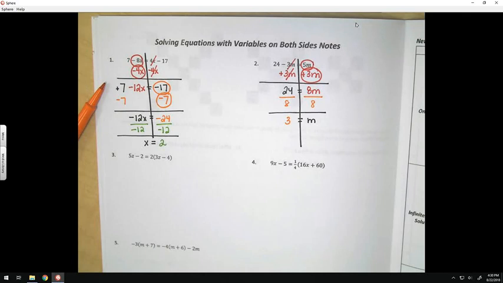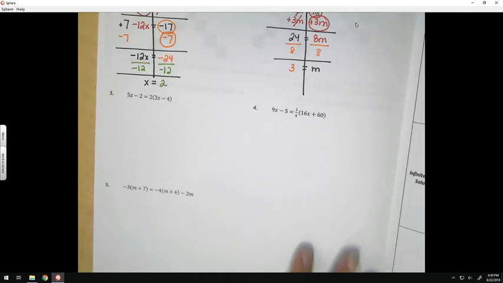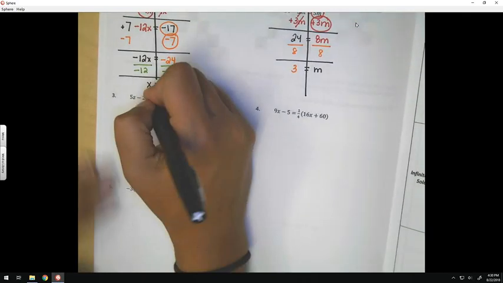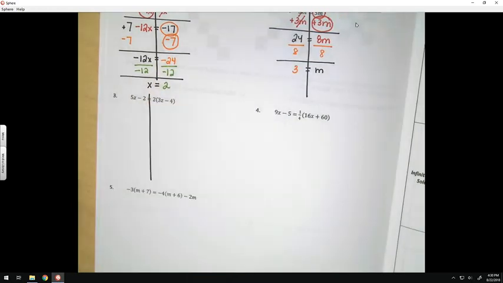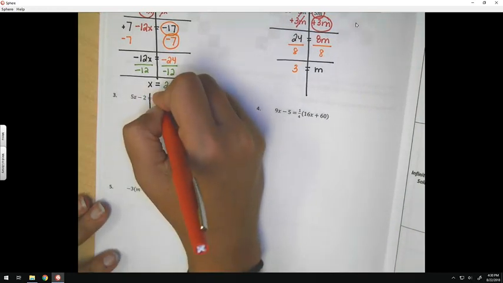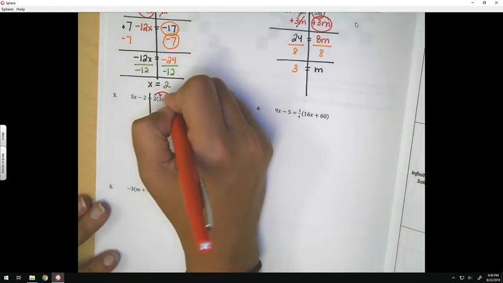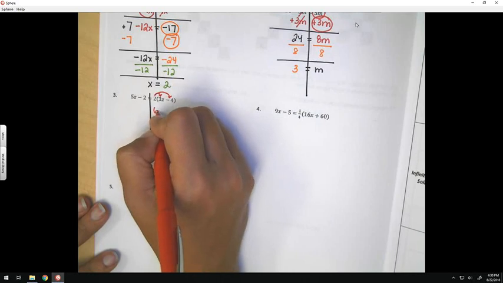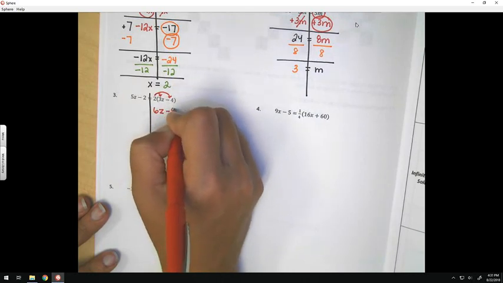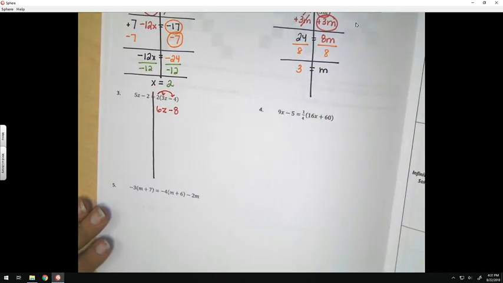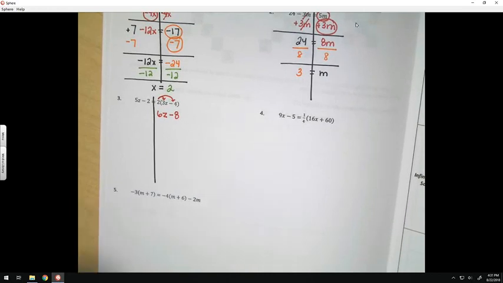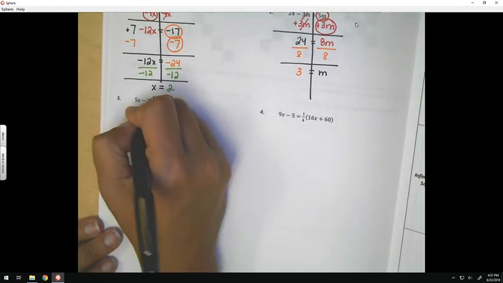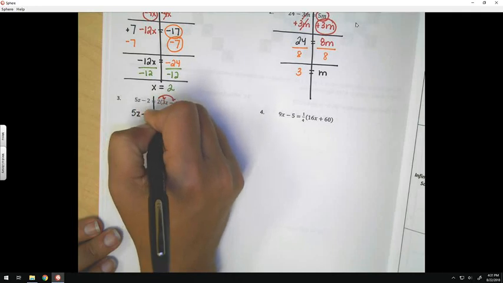Next, let's take a look at number 3. So in number 3, I'm still going to start the same way. I'm going to draw that line through my equal sign. Now I'm noticing that in this problem there's a parentheses, which means my first step is going to be to distribute. So I'm going to have 6z minus 8 when I distribute that 2. Then I'm going to drop down the 5z minus 2.